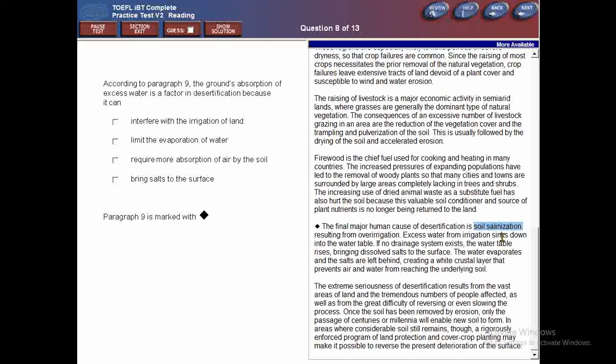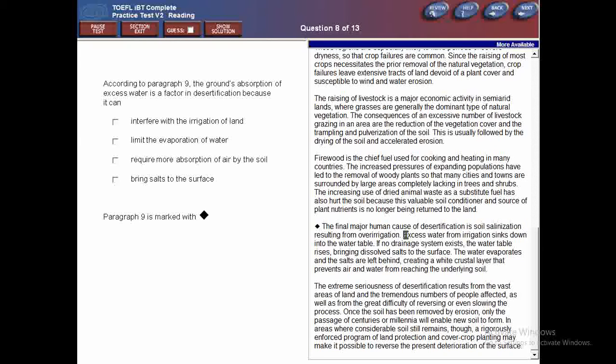Excess water from irrigation sinks down into the water table. Okay, excess water irrigation. Okay, if no drainage system exists, the water table rises, bringing dissolved salts to the surface. Okay, what will be the consequences? How is this salinization? In this first sentence or general statement, we have found a topic sentence. We can also say this is a topic sentence. And the topic sentence, what is the main point? The main point is soil salinization.